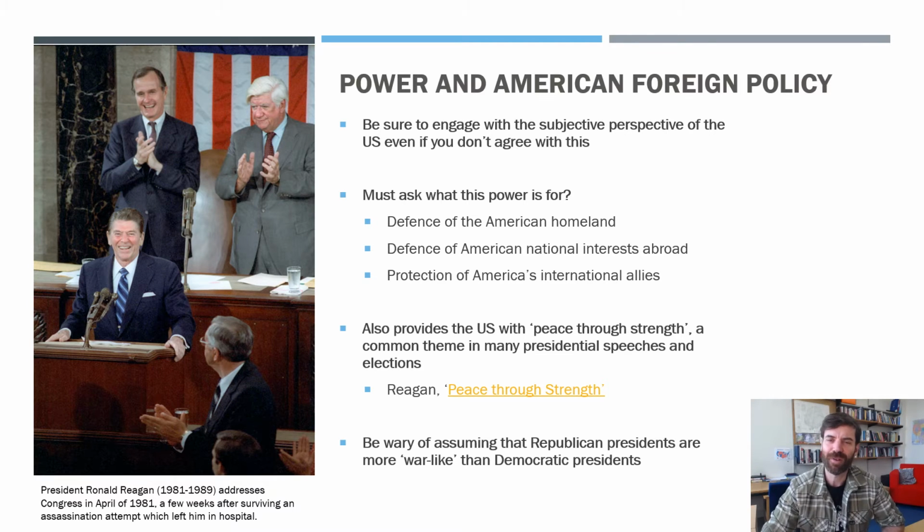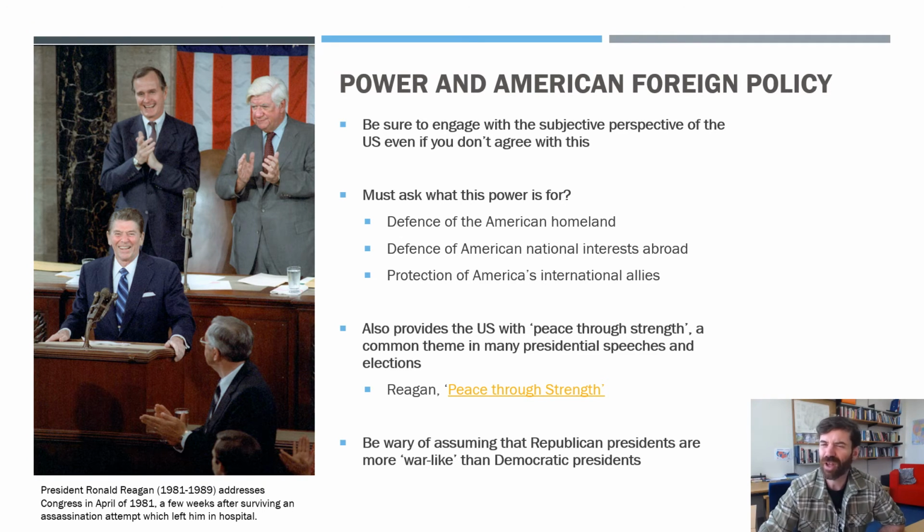So what is this level of power for in the American context and in the American perspective? Well, first, and as noted above, it really is about the defense of the homeland, the US's interests abroad, and the protection of international allies. And I think this is all quite straightforward enough.